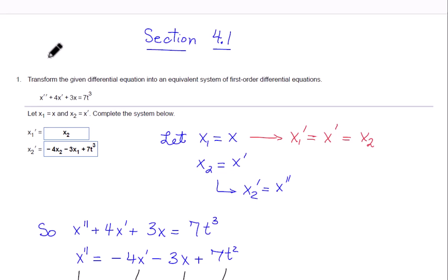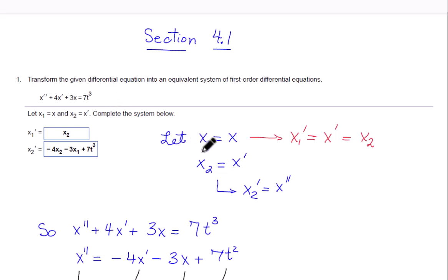Welcome to Differential Equations, section 4.1. In this chapter, we start looking at systems of differential equations. In question 1 here, we have a second order constant coefficient non-homogeneous differential equation, and they want me to transform this second order into a system.